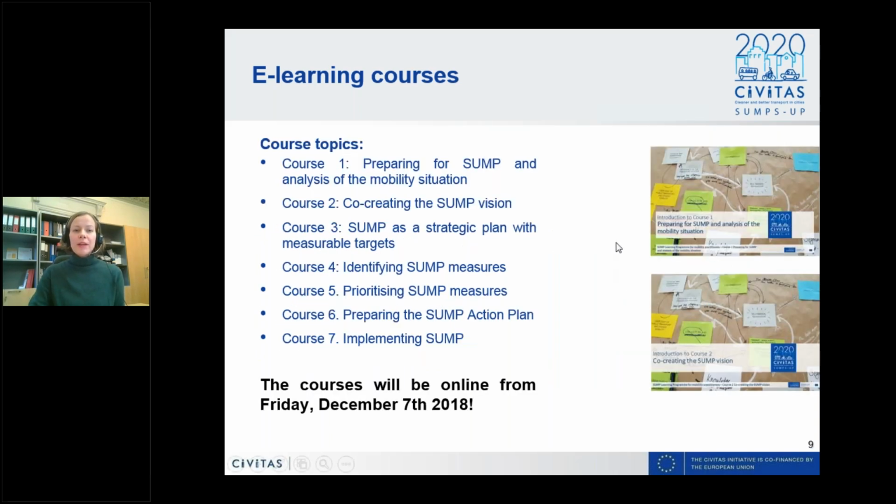And we will have 7 courses, starting from preparing for SUMP and analysis of the mobility situation, and then going to the SUMP vision and how it can be prepared in cooperation with different stakeholders. And then it follows the SUMP cycle. And then how to set up SUMP as a strategic process and set measurable targets for the plan that can then also be followed. And then how to identify SUMP measures, prioritize those measures, and how to then really prepare the SUMP action plan to ensure the implementation of the plan, and then also implementing the plan.